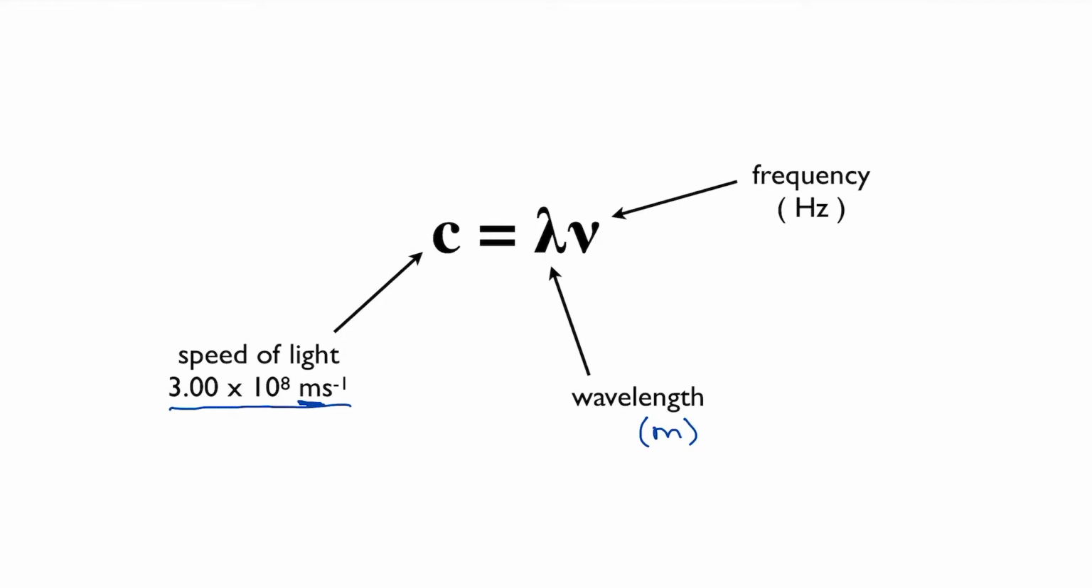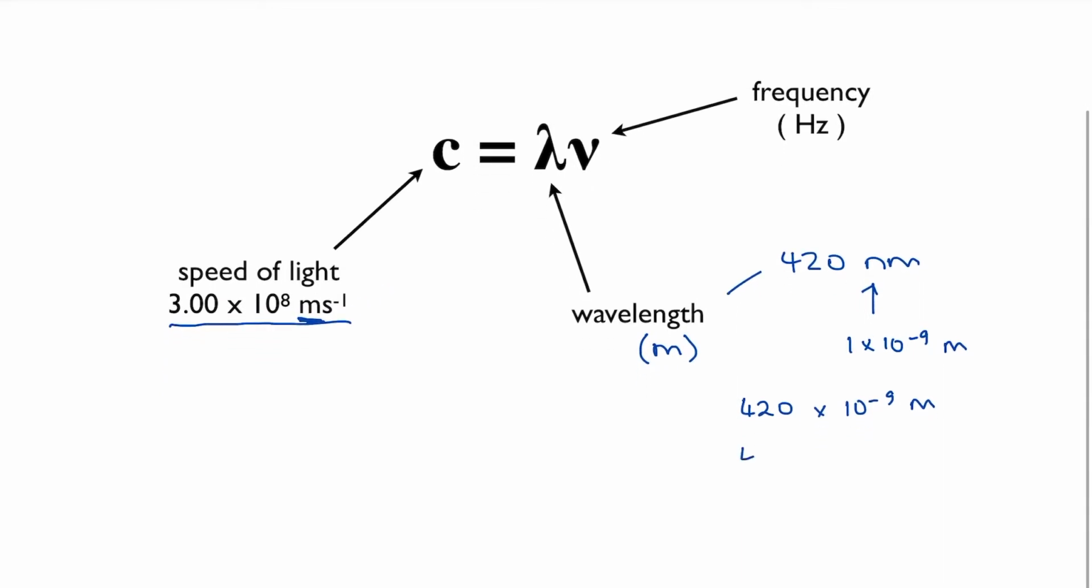Now, when we're talking about frequencies of visible light, often our questions tell us that the wavelength of this specific frequency of light is, for example, let's go with 420 nanometers. You're expected to know that a nanometer is 1 times 10 to the minus 9 meters. This one's actually quite easy to remember because n for nano, n for 9. So in terms of meters, that would be 420 times 10 to the minus 9 meters, or 4.20 times 10 to the minus 7 meters would be the more conventional way of representing that.